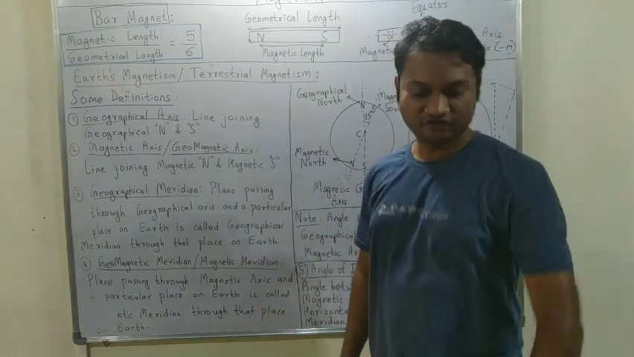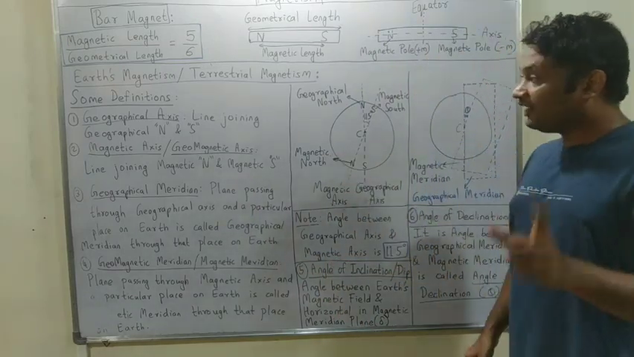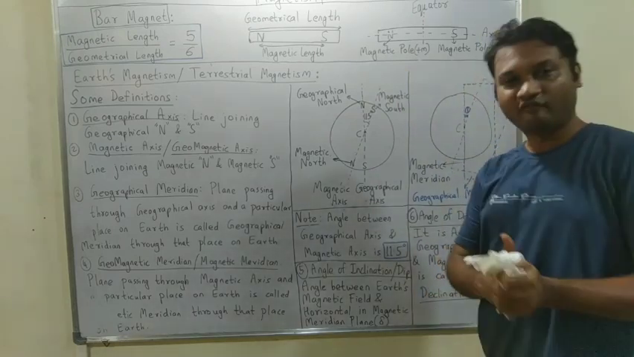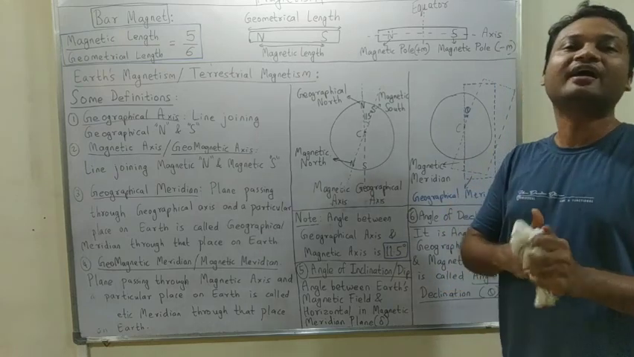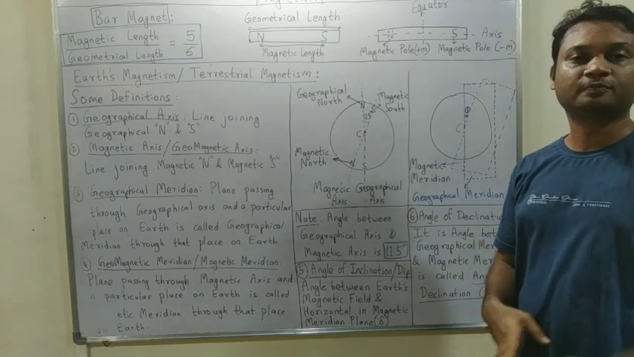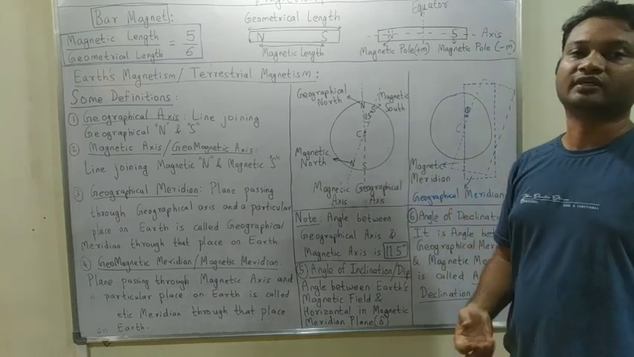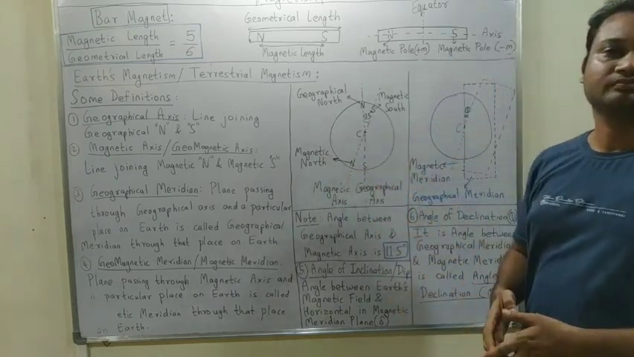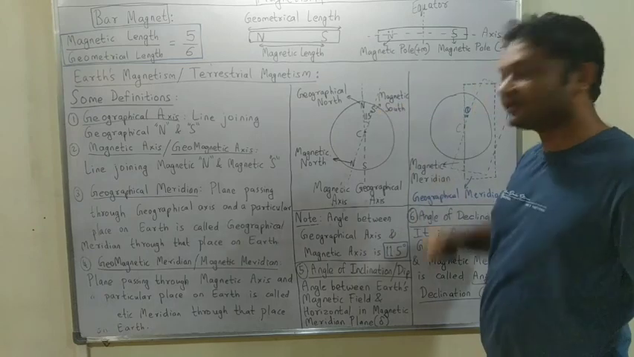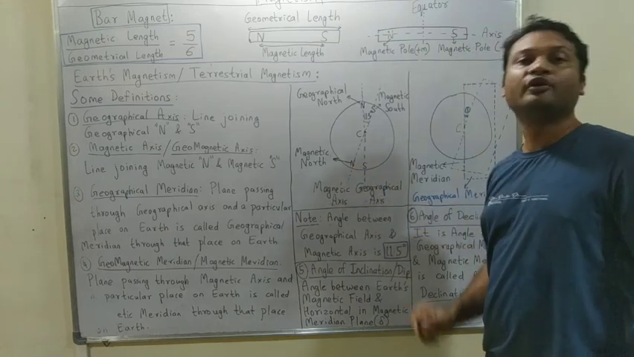So these are the two planes which we discussed. Let us once again revise all this. We have the north pole of the earth, which is the geographical north, in the Arctic region. And we have another point, the south pole of the earth, in the Antarctic region. Near the earth's geographical north, we have the earth's magnetic south, and near the earth's geographical south, we have magnetic north.